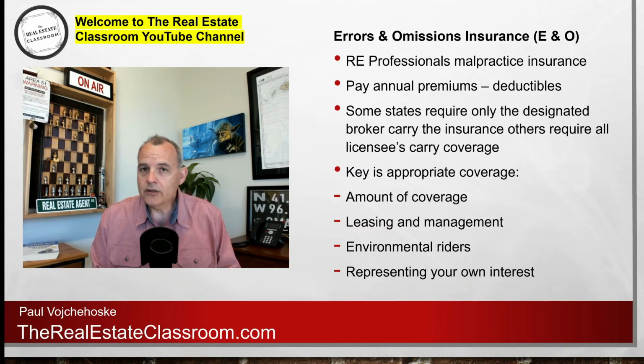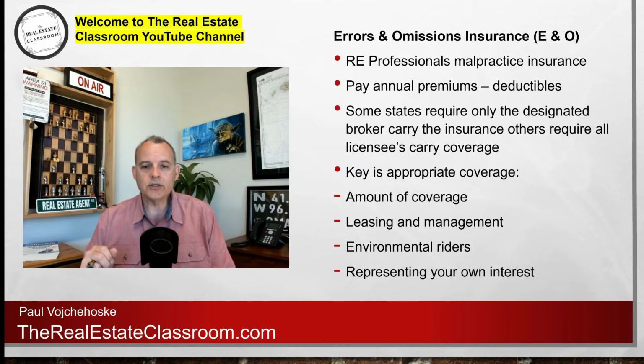A lot of Errors and Omissions insurance coverage does not cover things like fair housing complaints unless you have an additional rider that you've paid for. So you have to ask questions. Environmental riders: if you're in commercial, industrial, or maybe you're managing those pre-1978 homes where lead-based paint issues are prominent, you have to find out whether or not you're required to have an environmental rider. That's an additional amount of coverage.